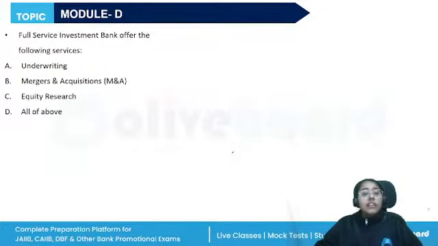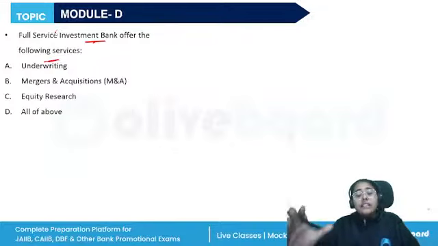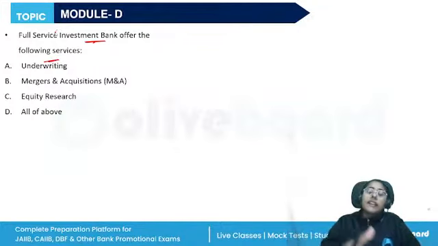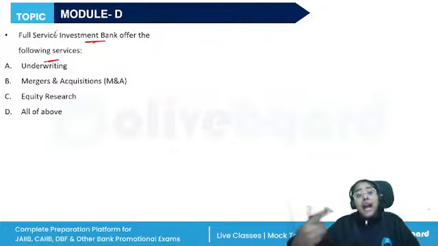Next, full service investment banks offer the following services. Here you should know the difference between an investment manager and an investment bank. An investment manager is someone who manages the surplus money of clients. Clients already have surplus money that they want to invest in securities and get some returns. Investment banks, on the other hand, have to raise funds for their clients.